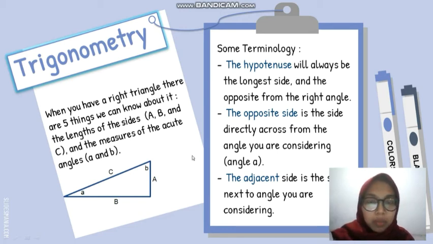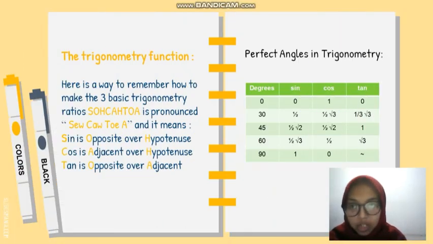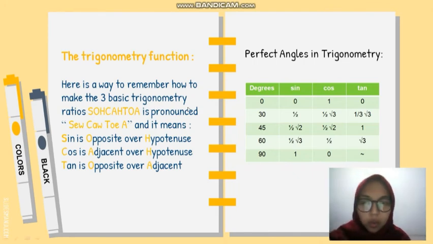The hypotenuse will always be the longest side and opposite the right angle. The opposite side is the side directly across from the angle you are considering, or angle A. The adjacent side is the side next to the angle you are considering. The trigonometry function. Here is a way to remember how to make the 3 basic trigonometry ratios. SOHCAHTOA means sin is opposite over hypotenuse, cos is adjacent over hypotenuse, tan is opposite over adjacent. And beside is the table of special angles in trigonometry.